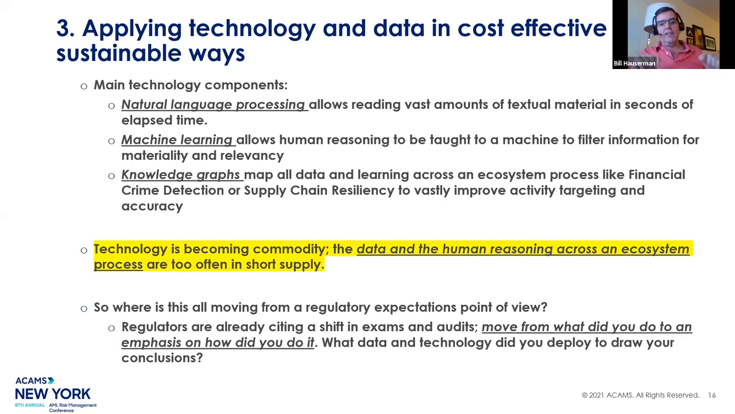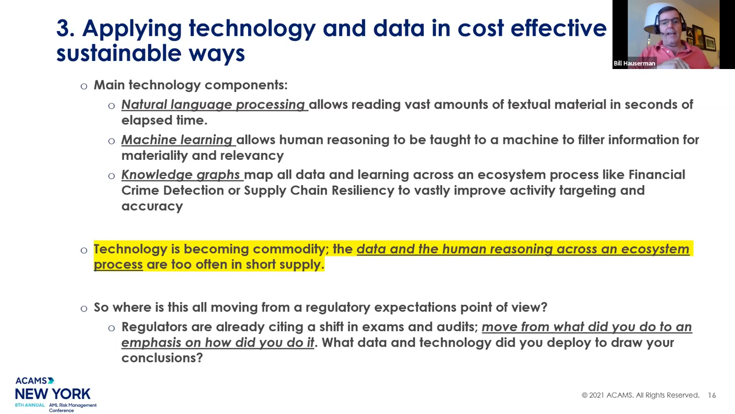What I see is technology, everything that Priyank was talking about, everything that's state of the art today, is getting commodity. What's not commodity is the data and the human reasoning, and that's human reasoning across some ecosystem like financial crime detection, that goes to training the models. Machine learning is useless if you don't have the right learning from the humans. And a knowledge graph that is created is useless if we can't put the right data into it. And it needs to consume massive amounts of data.